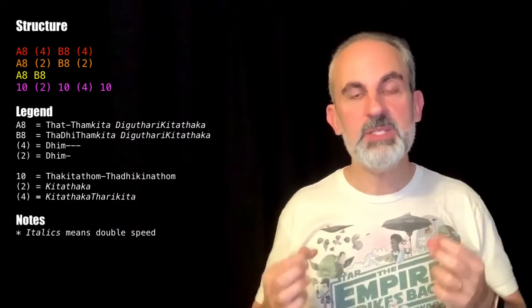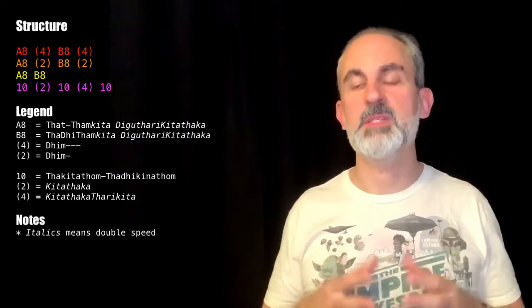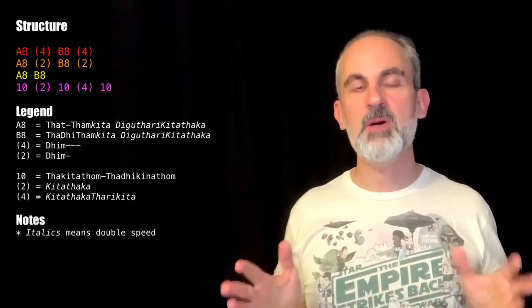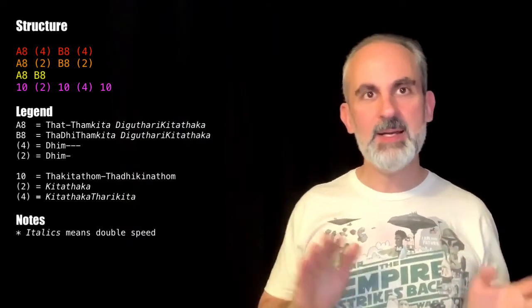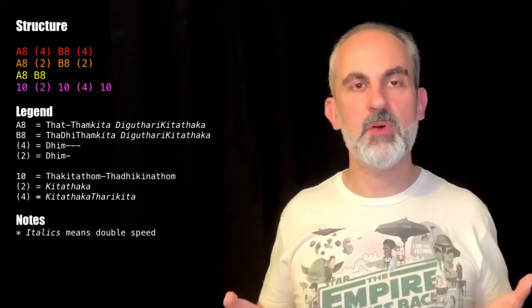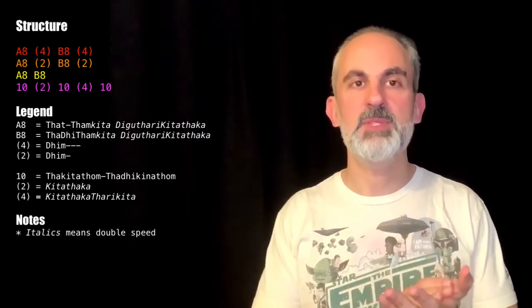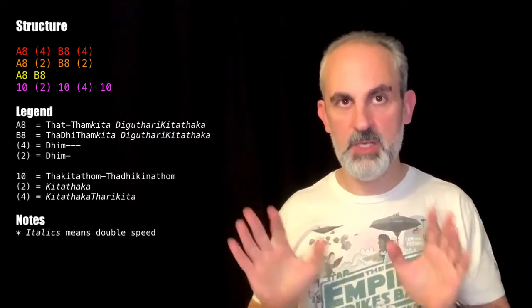And then we reach the tirmanam, or the uttarangam part of this korvai, of this composition, in which we have a 10, 2 gap, 10, 4 gap, and 10. The 10, we're going to perform it as the standard 10 phrase, which is ThakitaThom Thadhikinathom, on all 3 occasions.